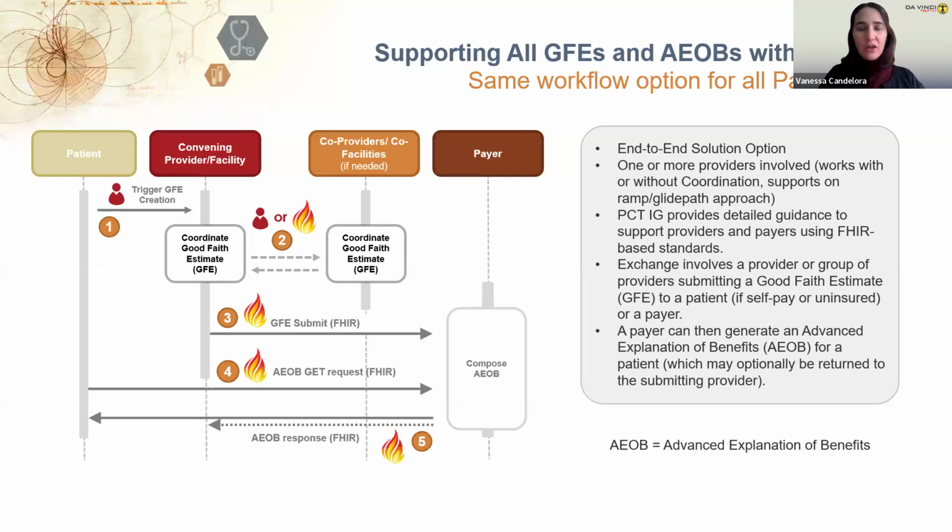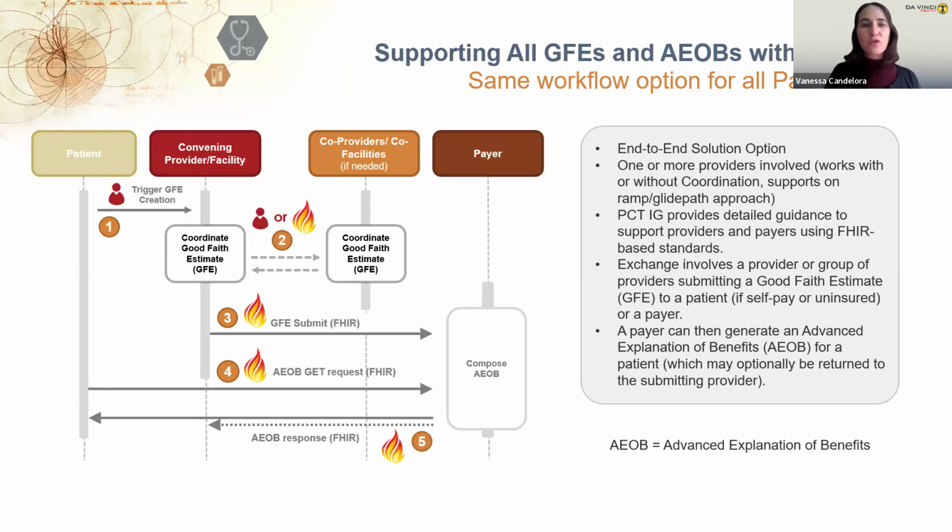Supporting all good faith estimates and AEOBs is putting the whole picture together, right? So if there's coordination needed with multiple providers involved, and then a good faith estimate submission to the payer with an advanced explanation of benefit out, we can cover the end-to-end workflow, which is all outlined in the PCT implementation guide. Whether there's one or more provider involved, you can do either.